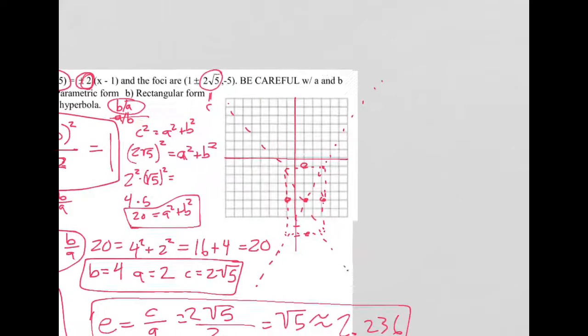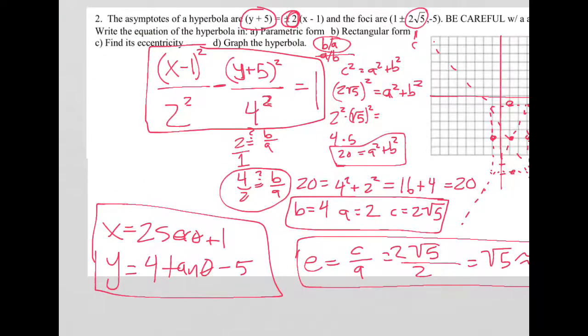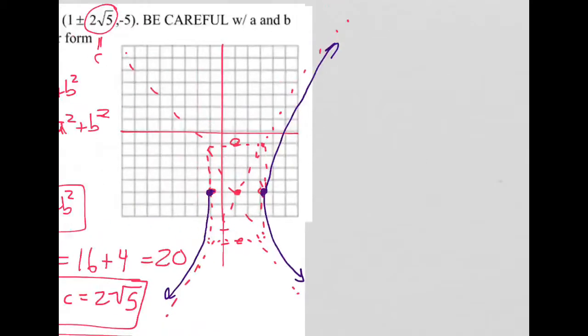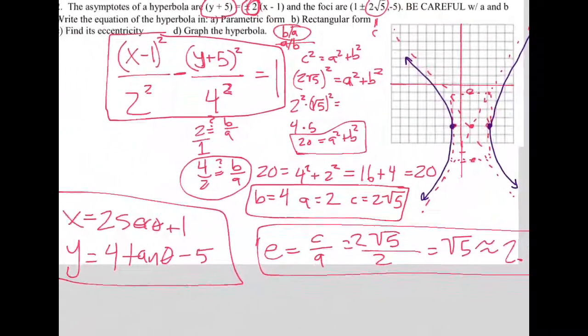So there's that. Last thing we need to think about is am I dealing with a horizontal or a vertical? Well, it's horizontal because my x term is positive, or in parametric form it's horizontal because my x term is the one that has the secant. So I can now graph this in. I have my vertices on that box, and then it's going to curve up and approach those asymptotes. So there you have it. This is our hyperbola. And we're done. There's all of the information for you. You can see most of it.